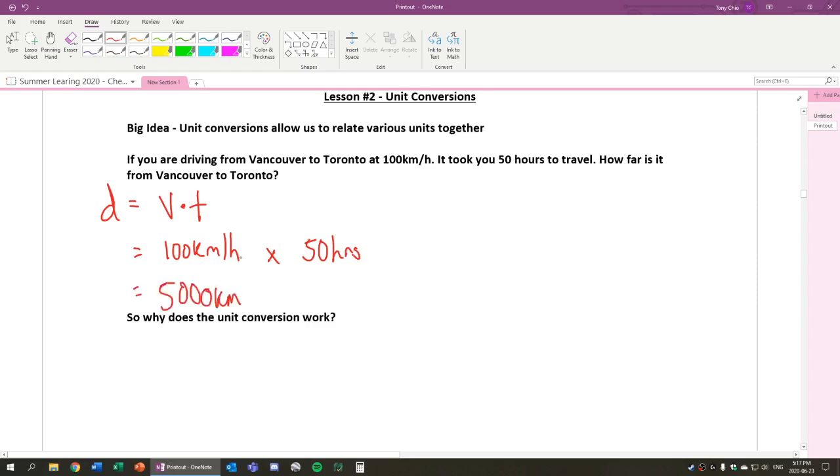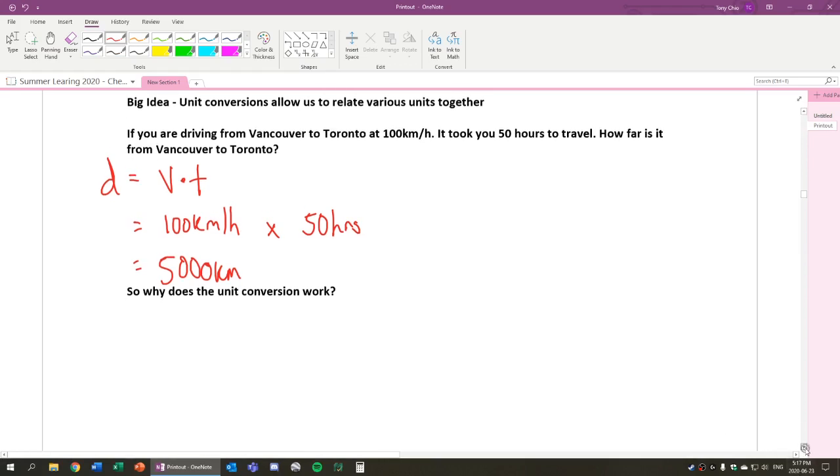And you might remember this from Science 8, Science 9, Science 10. But why does this work? Why does this formula work? Well, let's take a look at this next example.